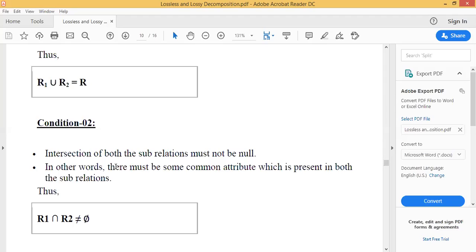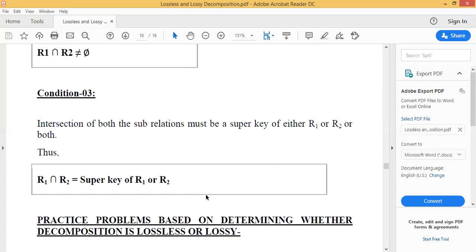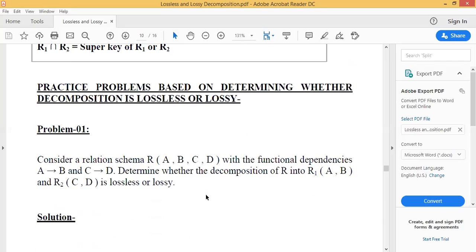Thus, R1 intersection R2 is not equal to null. Next, condition 3: the intersection of both the subrelations must be a superkey of either R1 or R2 or both. Thus, R1 intersection R2 is a superkey of R1 or R2. Now let us take an example and try to solve it.